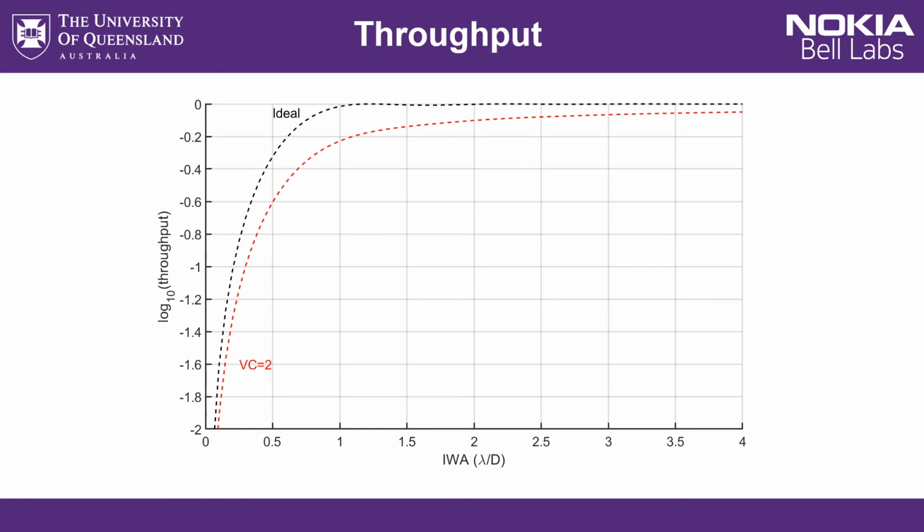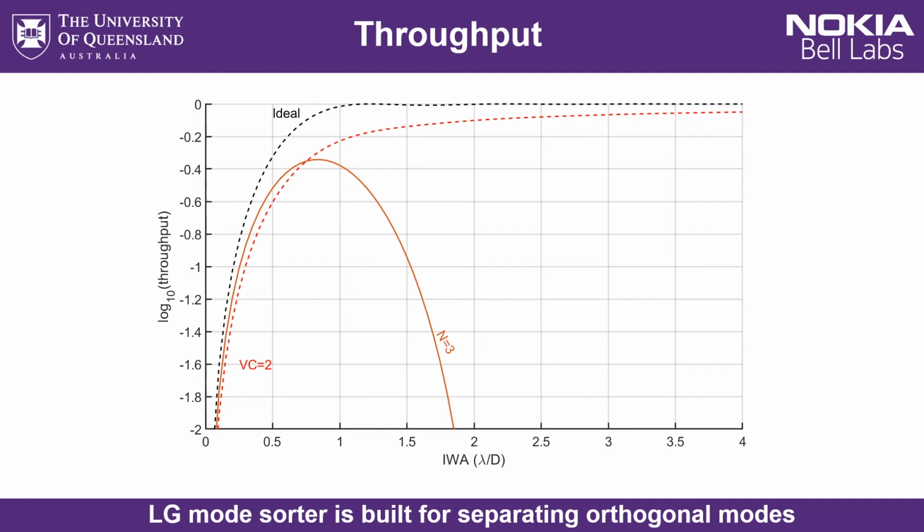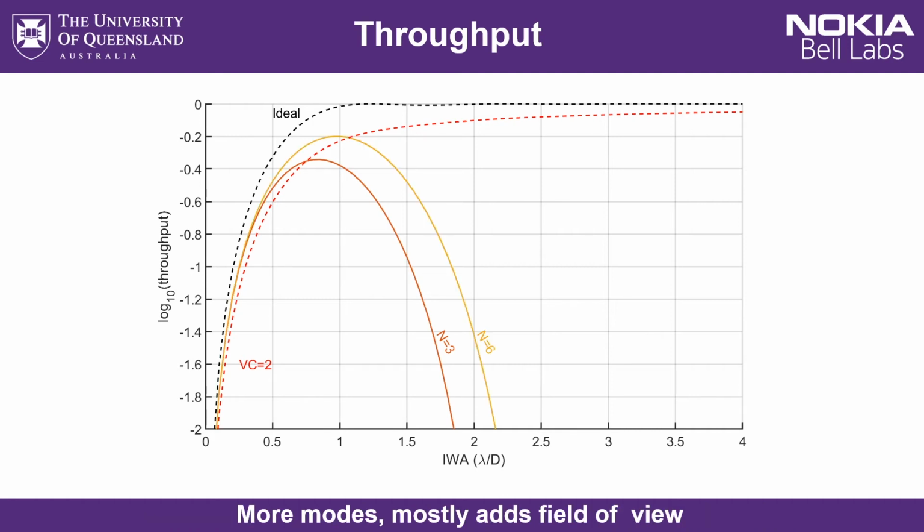A vortex coronagraph of charge 2 has a throughput indicated in red, pretty good at those small inner working angles. The simplest possible Laguerre-Gaussian mode sorter, supporting just 3 modes, would have a throughput like so. You could think of it a bit like a mode sorter that can detect on-axis and then one off-axis mode in X and one off-axis mode in Y. And that's about as simple as it gets. If you add more modes, it edges you closer to that fundamental limit at small angles. But after a few modes, you're pretty much at the limit.